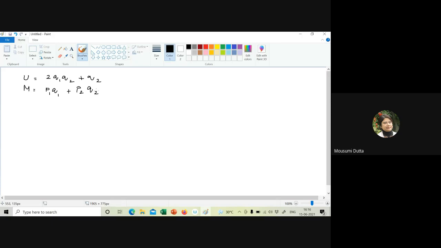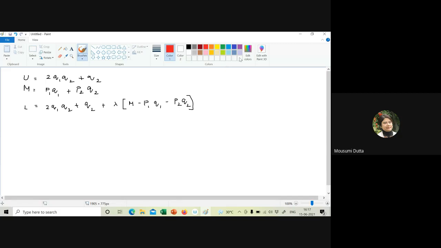Next, the required Lagrangian expression. The required Lagrangian expression is given by L is equal to 2 Q1 Q2 plus Q2 plus lambda into M minus P1 Q1 minus P2 Q2. Very good. This is the required Lagrangian expression.